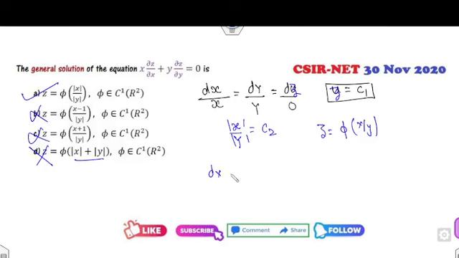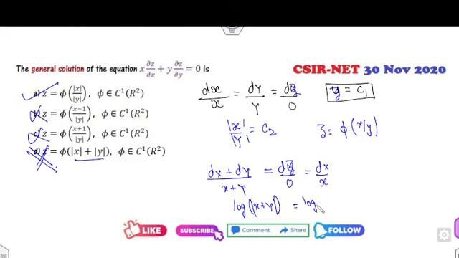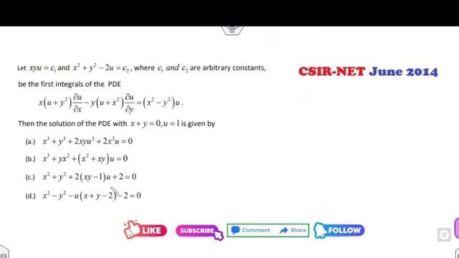Why? Because if you take dx plus dy, it is my dz over 0. So if you integrate them, it will be this part, but it's a mod of x plus mod of y. It should be in this form, but it is not of this form. Either you can compare this by this quantity, then it will be log of mod x, but it is not in the form of x plus y. So the right answer is A is my correct answer.